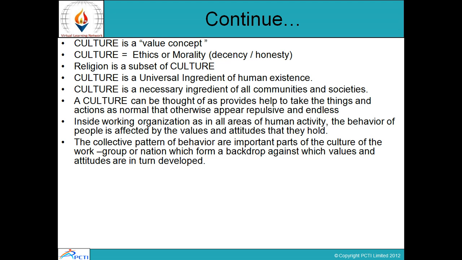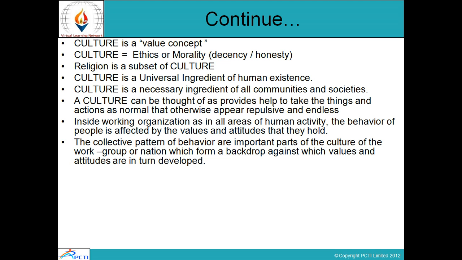Whether it's a national culture, international culture or corporate culture, then that resistance can be converted into the acceptance of that organization. So inside the working organization, as in all areas of human activity, the behavior of the people is basically affected by the values and attitude that they hold.